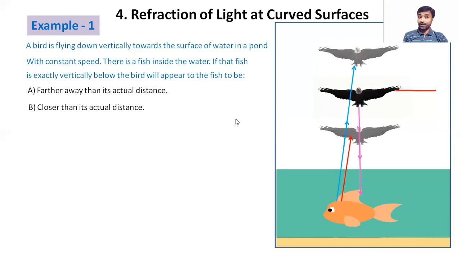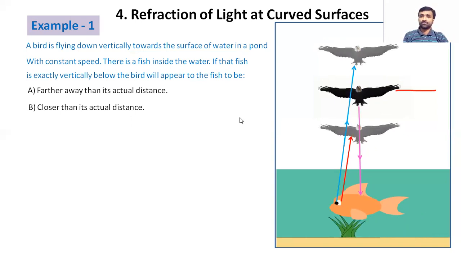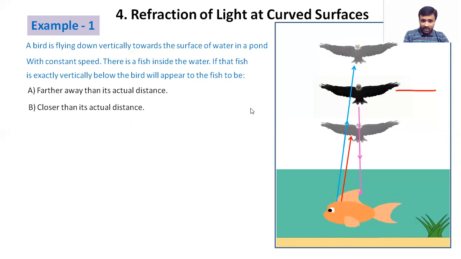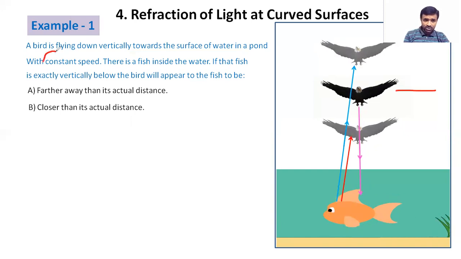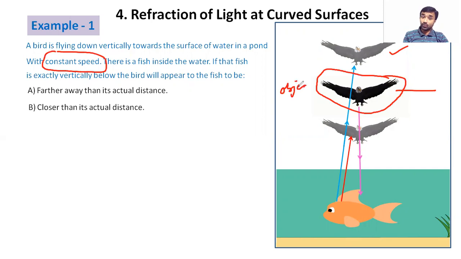So here, if it is farther than its actual distance, in the question it is clearly mentioned that it is moving with constant speed. If it is at a far distance, right? So here, who is on the land? Who is on the land? They can see the bird is moving with a constant speed. But for the fish, the object is viewed at a different place. If you are on the shore, this is the object for us.